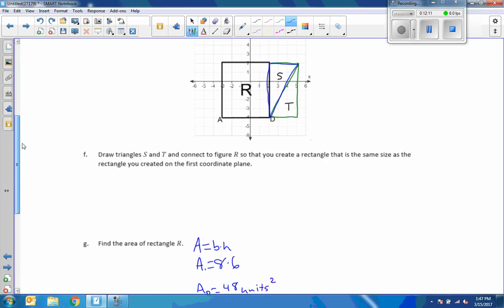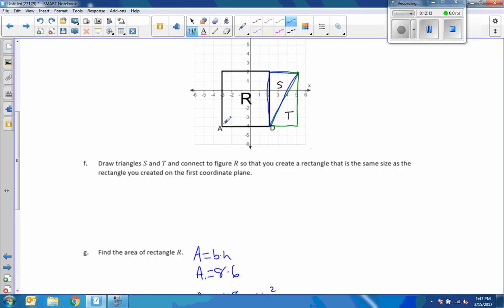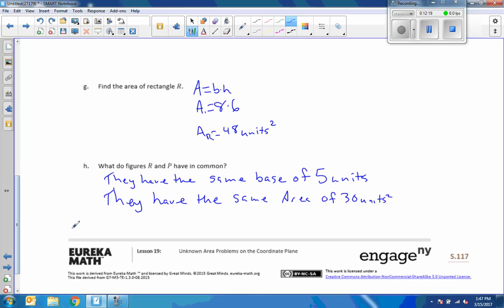Okay? We're talking about R, by the way. 1, 2, 3, 4, 5 times 1, 2, 3, 4, 5, 6. 5 times 6 is 30. So R and P both have the same base of 5, same area of 30, so therefore the same heights of 6, because base times 6 is 30, and base is 5, height has to be 6.